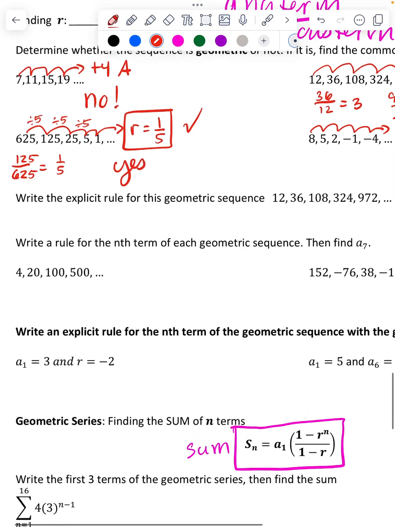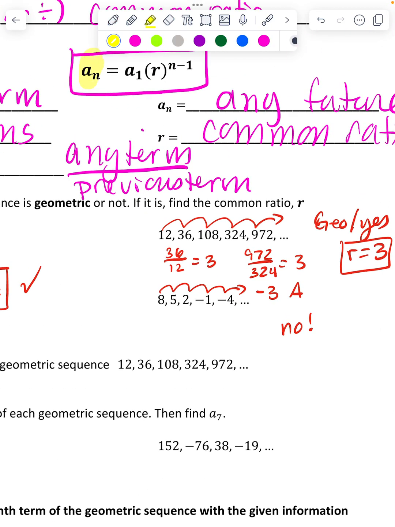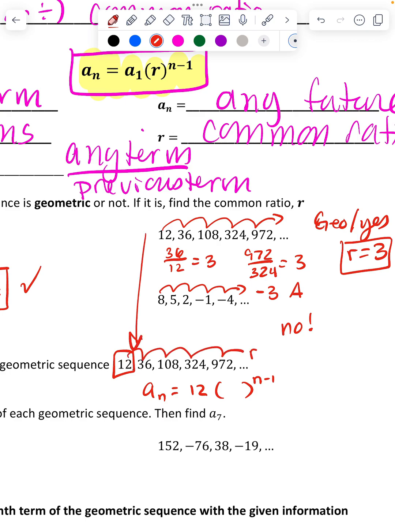So let's try. It says to write the explicit rule. Okay, so that up here is the explicit rule. These are easier because you don't have to simplify them. You say, okay, here's my first term. So a sub n equals my first term. And then in parentheses, I'm going to put my ratio and then n minus 1 power. And if you look at this, we just did this one up here. So my ratio is a 3, and that goes in there. And that is my explicit formula. And I could use it to find any other terms that I needed to.